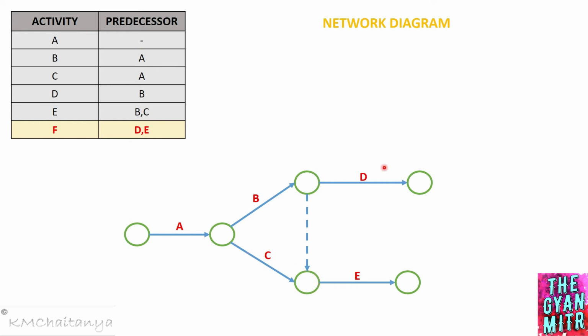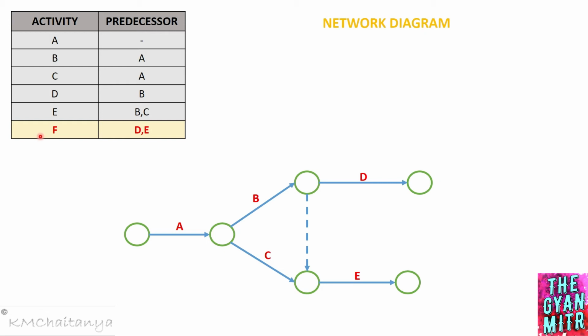So this would be the correct way of drawing the AOA network diagram using the grammatical purpose, right? But this is not done yet, since we do also have one more activity, which is activity F. So in order to draw the activity F, we have D and E as the predecessor, right? So activity D and activity E has to be completed in order to start activity F. So now how do we go about it?